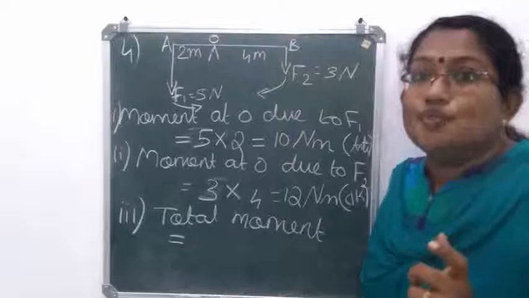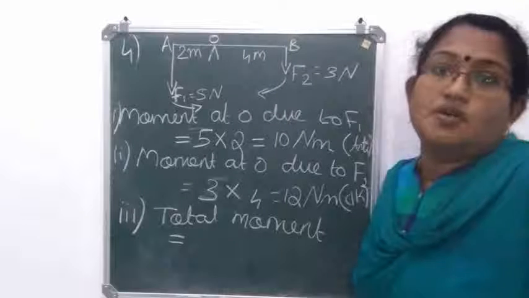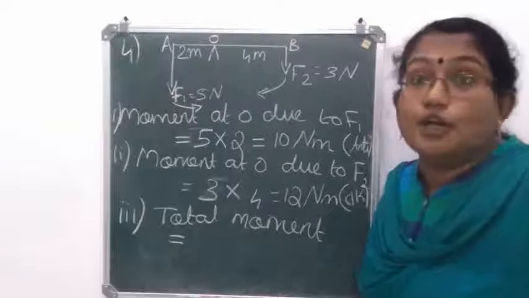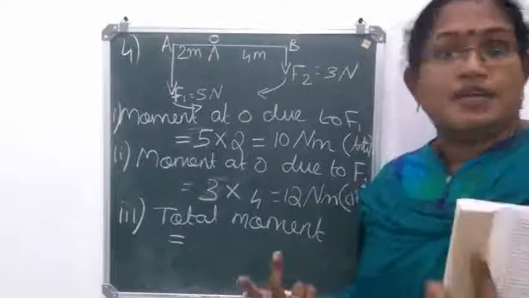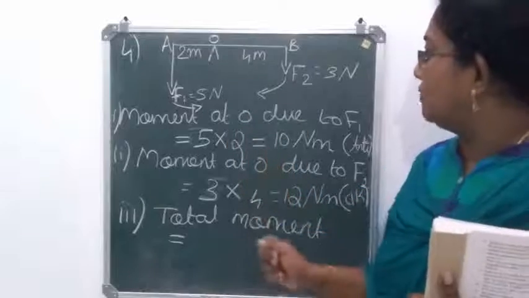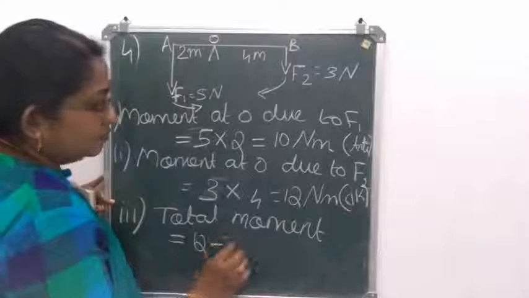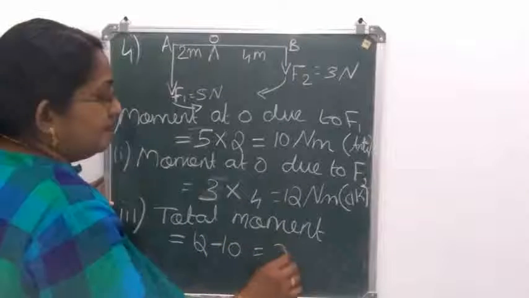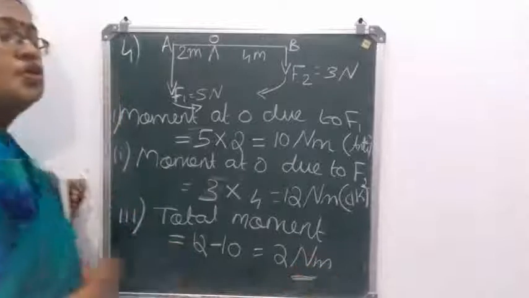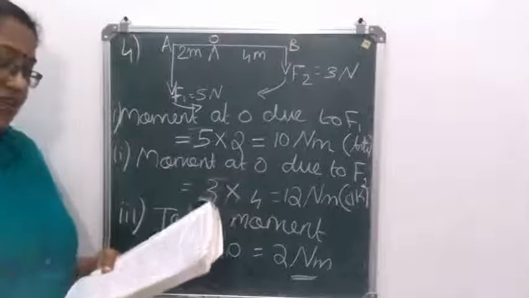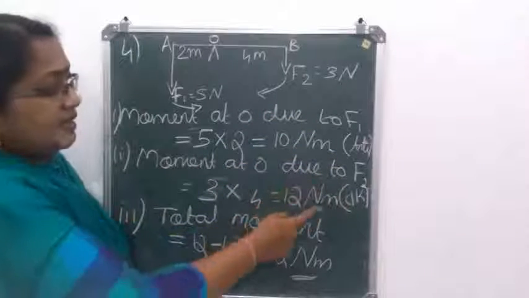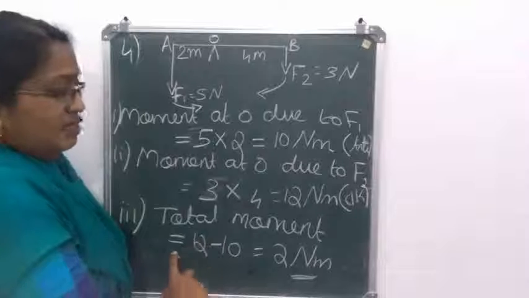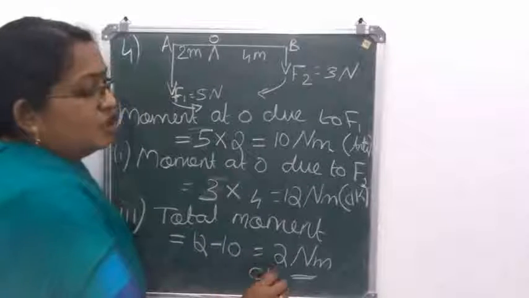So here we have two forces. One force is acting in the anti-clockwise direction, whereas the other one is acting in the clockwise direction. So what will be the total moment? The total moment will be the difference between the two. Since one is anti-clockwise and the other is clockwise, the total moment will be 12 minus 10, which is equal to 2 Newton meter. And in which direction is it moving? 12 is in the clockwise direction, so the total moment will be in the clockwise direction.